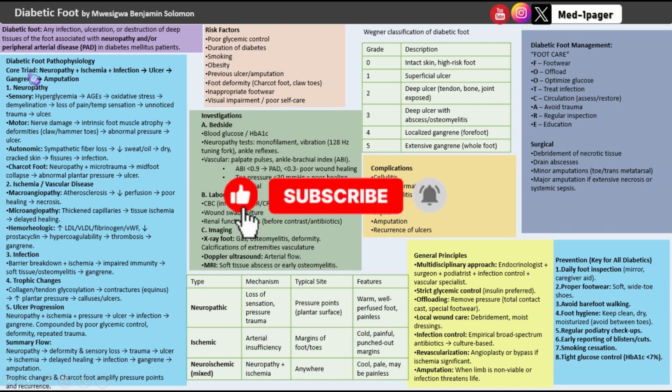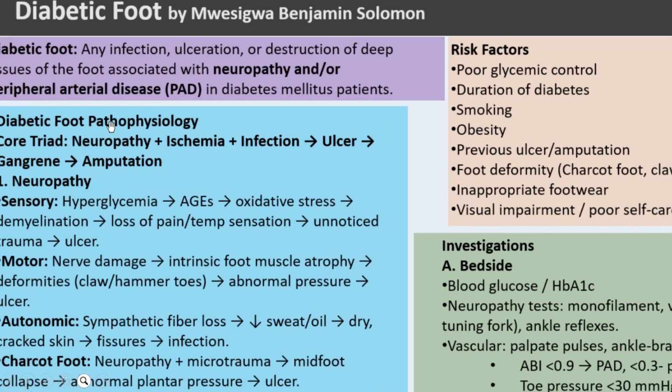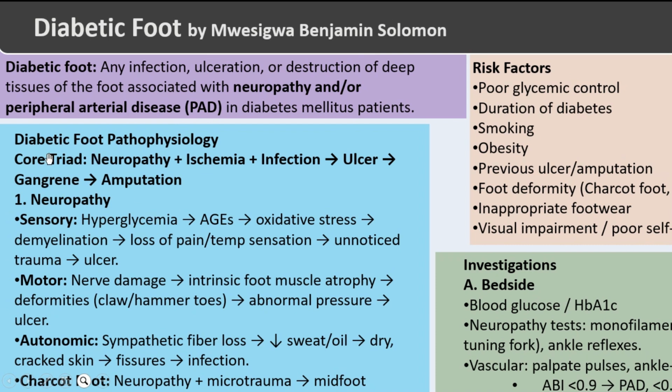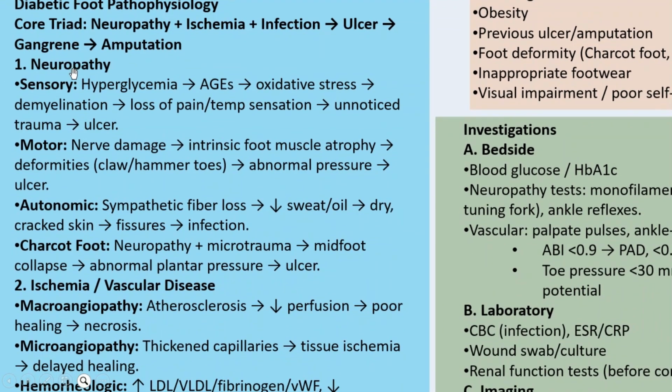So when you look at diabetic foot, this is basically any infection, ulceration, or destruction of the deep tissues of the foot that is associated with neuropathy or peripheral arterial disease that is found in diabetes mellitus patients. So normally what happens is that we have a core triad which combines neuropathy, someone has ischemia, infection, an ulcer. The ulcer most of the times results into gangrene if there is no intervention, and eventually will lead to amputation.